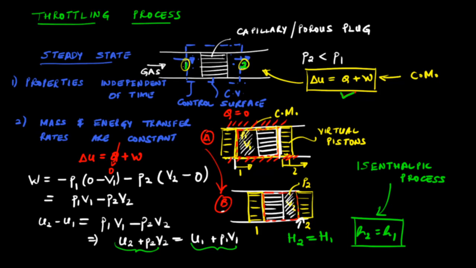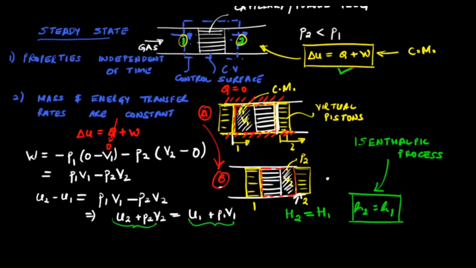So this is the simplest example where we can show how to apply the first law for control mass to an open system. Let's look at another example where there is heat transfer and work done on the open system. So let's consider an example of a compressor, and again we'll consider the steady state operation of this compressor.